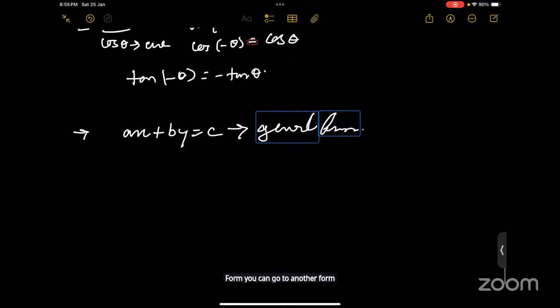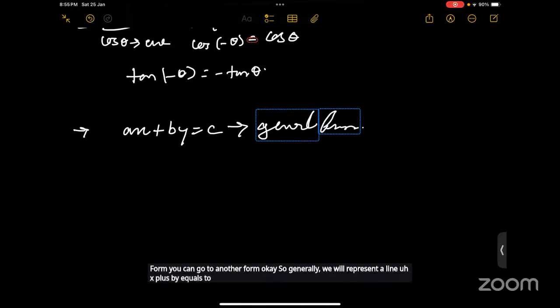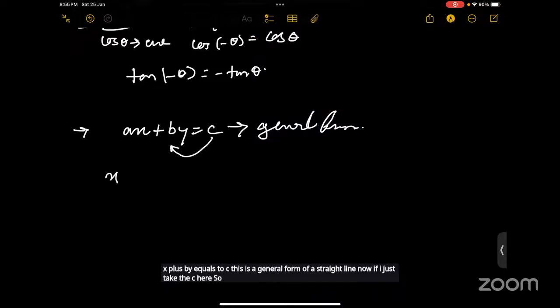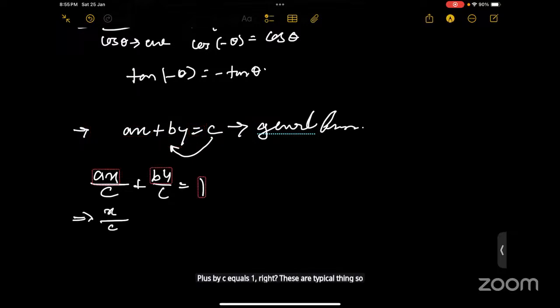Okay, so generally we will represent a line as ax plus by equals c. This is the general form of a straight line. Now if I divide by c here, we will get ax by c plus by by c equals 1, right? This is a typical thing. Then we have this thing, right?